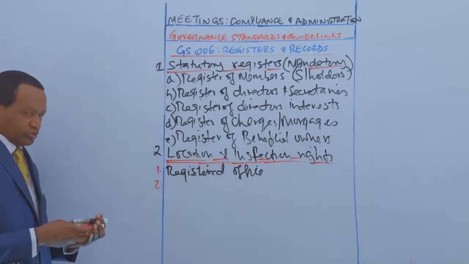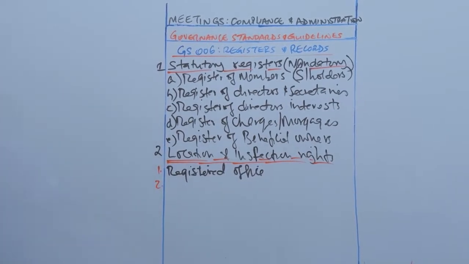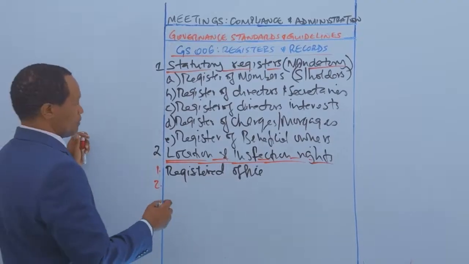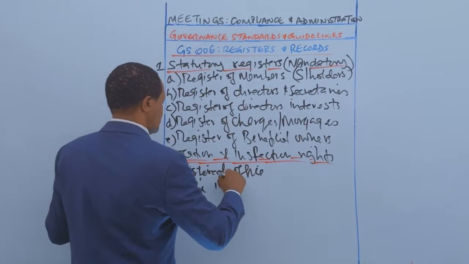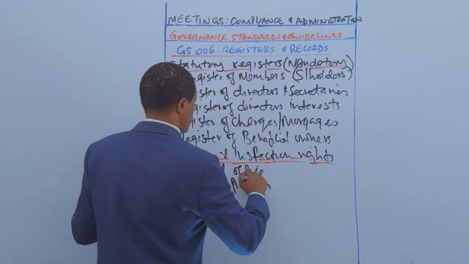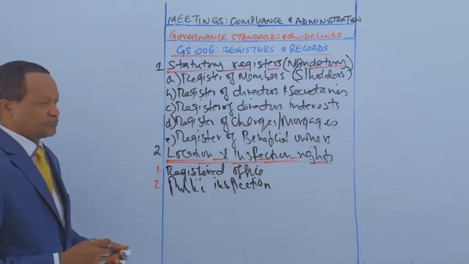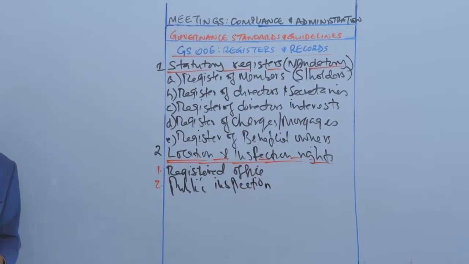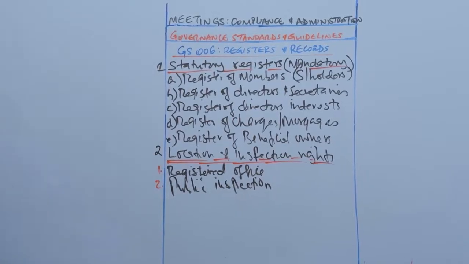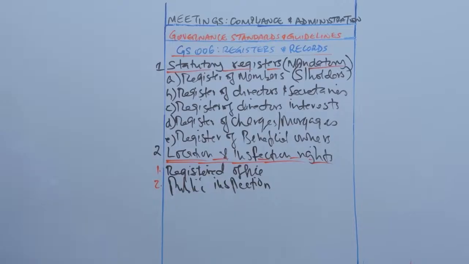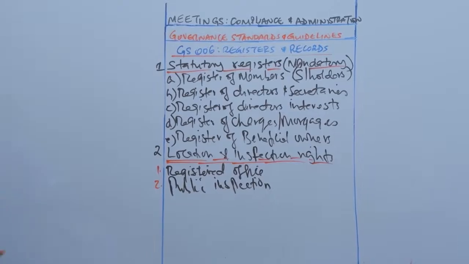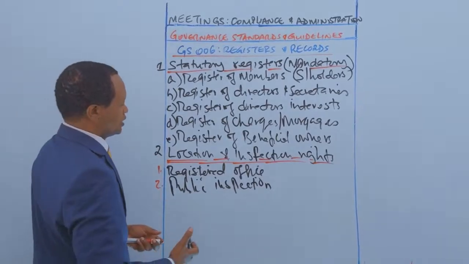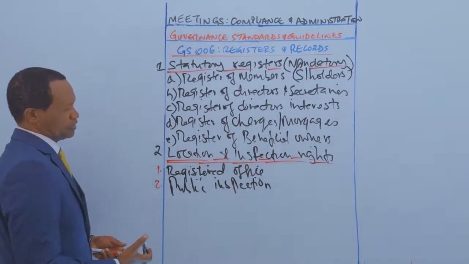Then number 2, we have public inspection. Shareholders usually have a right to inspect registers for free, but the general public may often do so for a small fee or upon stating the proper purpose for wanting to inspect the documents.